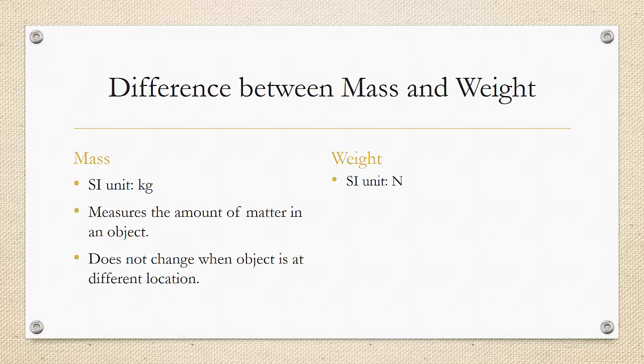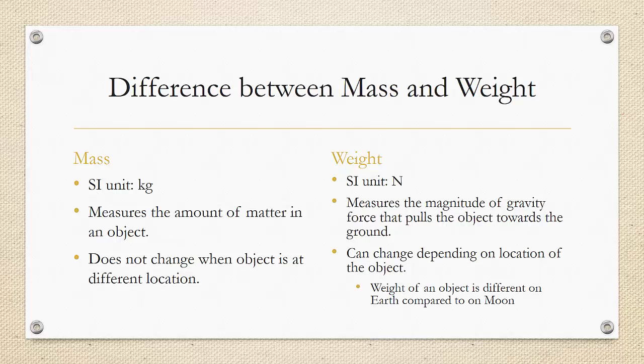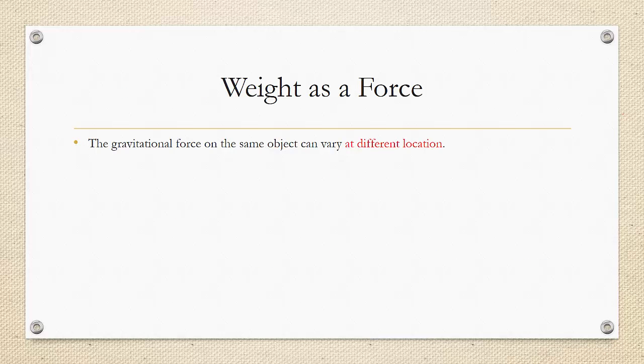However, weight's SI unit is Newton, and it measures the magnitude of the gravitational force that pulls the object towards the ground and can change depending on the location of the object. So the weight of an object is different on Earth as compared to on the Moon. The gravitational force on the same object can vary at different locations. The gravitational force on Earth will cause an object to fall at an acceleration of roughly 10 meters per second squared.